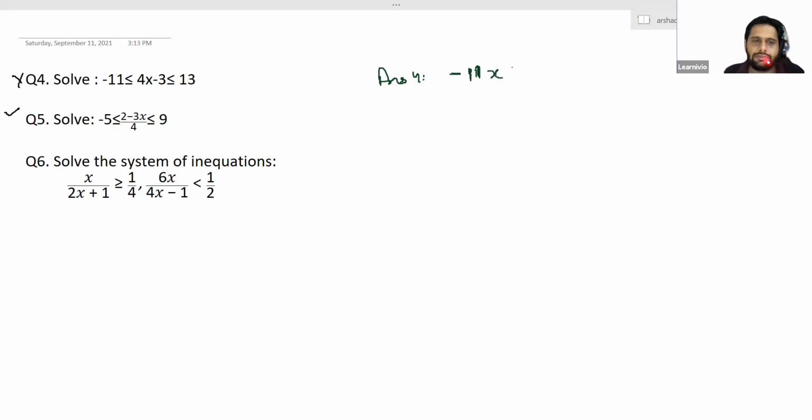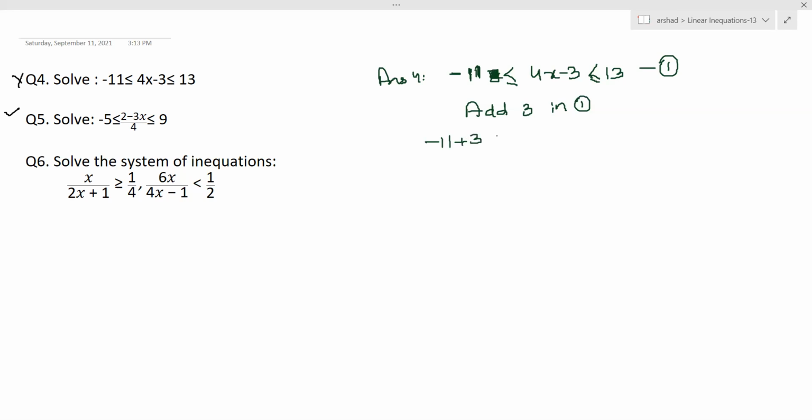This is -11 ≤ 4x - 3 ≤ 13. So John, in this inequation, we have 2 signs of inequality. First of all, we will focus on this part, 4x - 3. So we need to remove this -3 from here. What we can do is add 3 in equation 1. So this is -11 + 3 ≤ 4x - 3 + 3 ≤ 13 + 3.